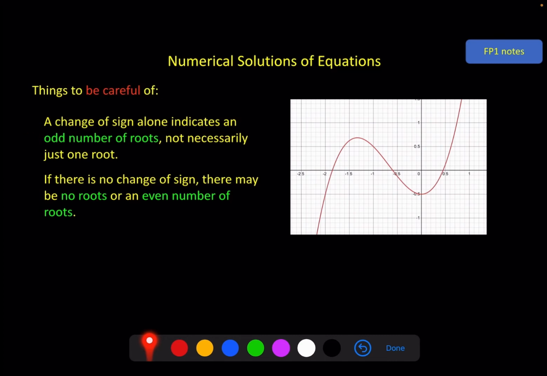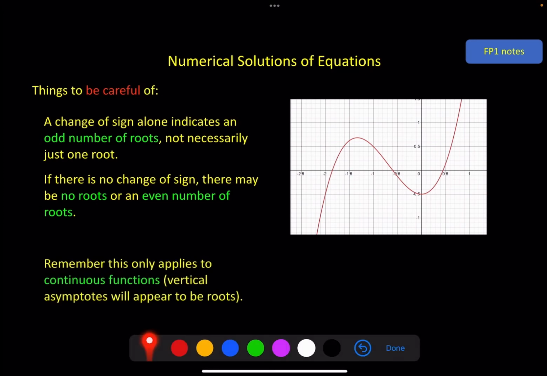So both of these things are saying, be careful. A sketch of the graph is a very useful thing to have alongside a change of sign, because the change of sign alone is not really specific to how many roots are involved. Finally, remember, this only applies to continuous functions or continuous parts of functions.